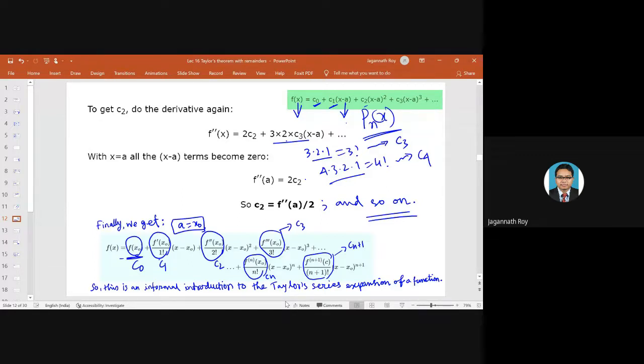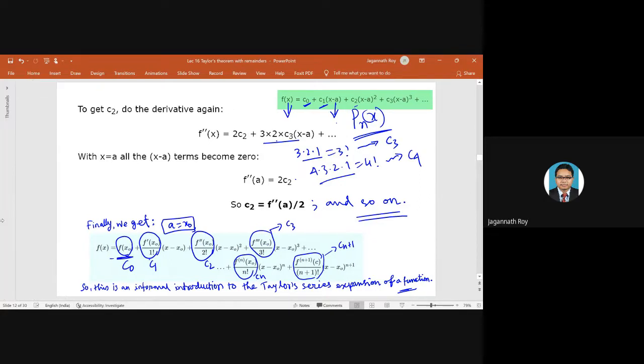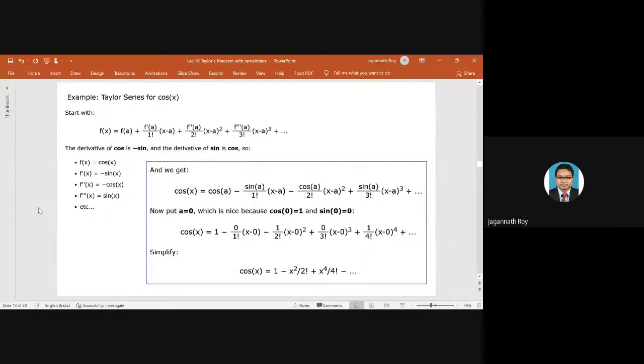So this is an informal introduction to the Taylor series expansion of a function. Now if you want to define it in a formal way, then we have to go through the definition. So we'll give the definition. But before that, let us understand one Taylor series, that of cos x.